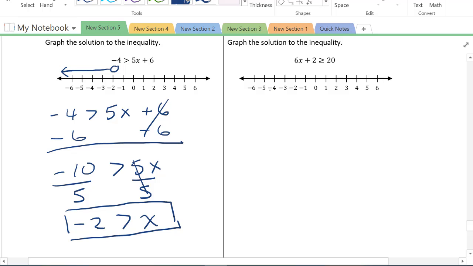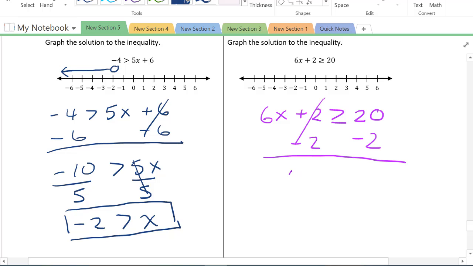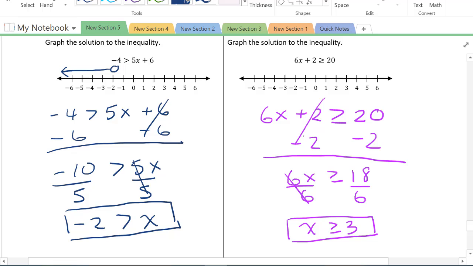The next one, we have 6x plus 2 greater than or equal to 20. So again, solve it like a normal equation. Subtract 2 from both sides. That cancels out. We get 6x is greater than or equal to 15. Divide both sides by 6. So x is greater than or equal to 3. Okay, that's our solution.